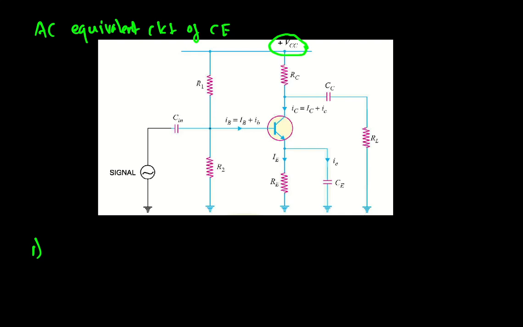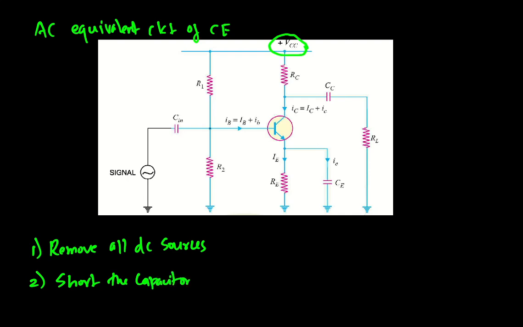So the first step is to remove all DC sources. Then the second step: since for AC the capacitor offers negligible reactance, ideally we can say that it offers zero reactance to AC, so short all capacitors. Short means replace the capacitor and connect its two terminals by a wire. Shorting the capacitor is the other step we have to take.